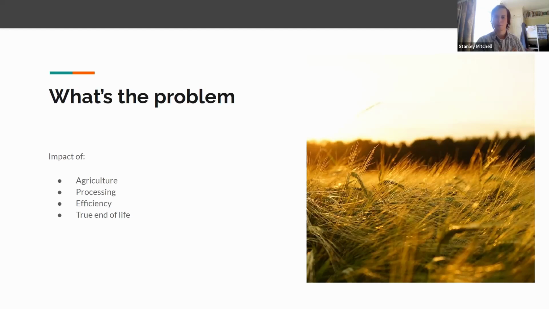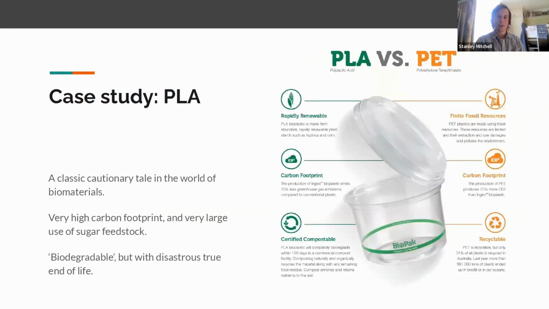So we set out to do this because plastic is bad. Plastic pollution is a bad thing. It's harming our environment. And that often leads to a false assumption that any biomaterial that we can find and source is improving the end of life compared to plastic. And a case study of where that's not really true is something like polylactic acid.